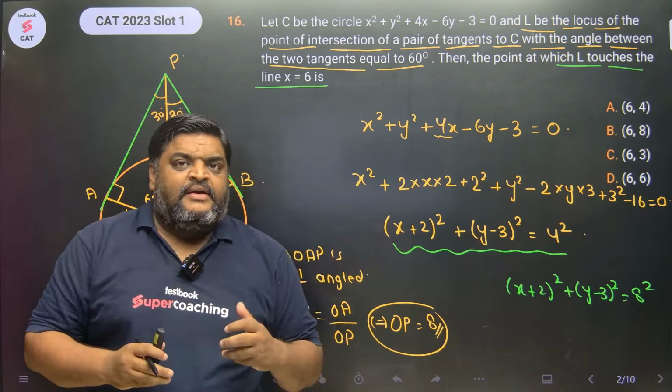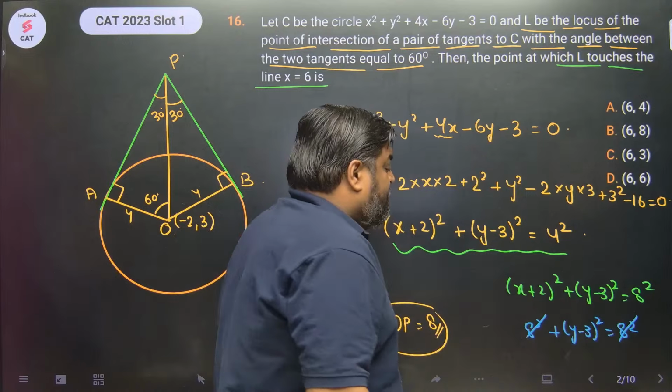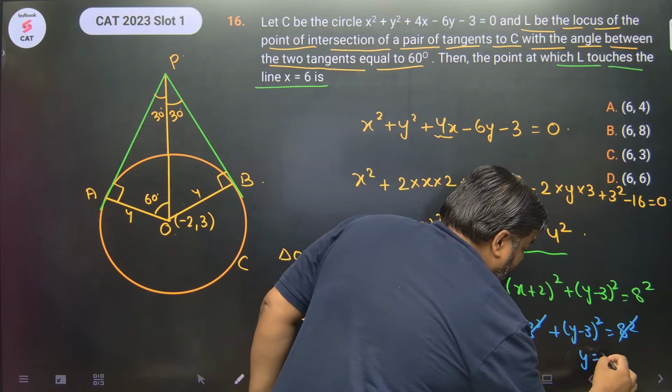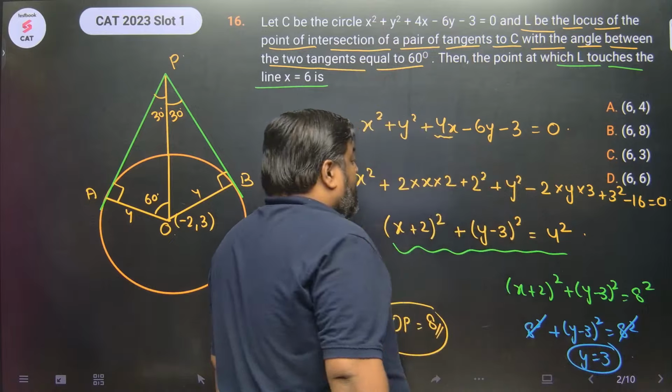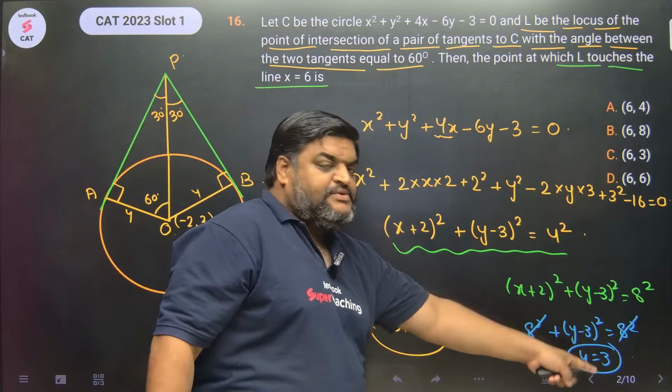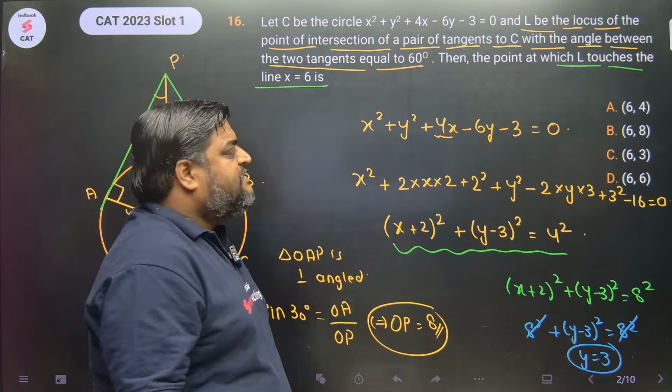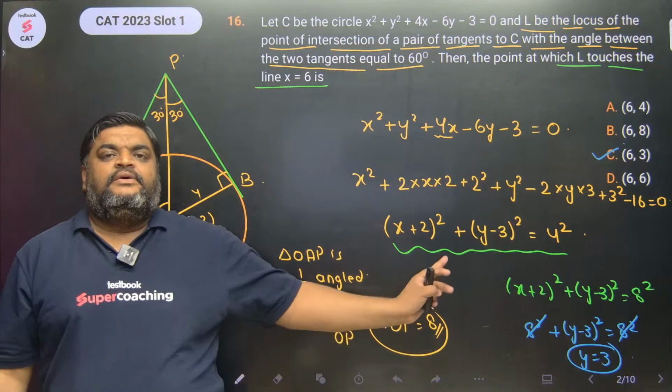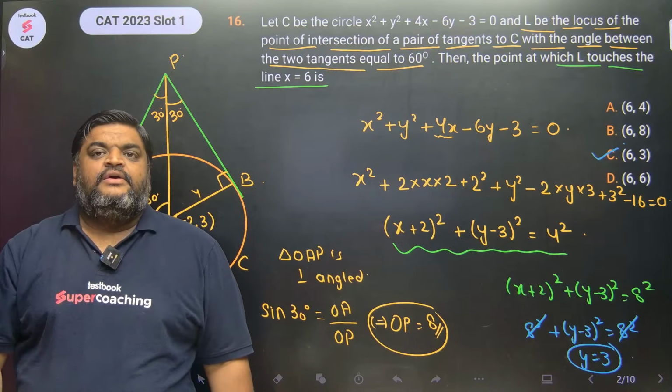When you put x is equal to 6, you get (6 + 2) whole square, that is 8 square, plus (y - 3) whole square is equal to 8 square. 8 square gets cancelled out. So (y - 3) whole square is 0, or I can say y is equal to 3. So when x is equal to 6, y is equal to 3, and option C was the answer.